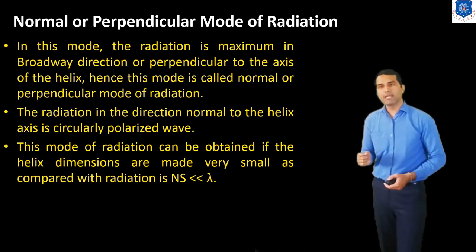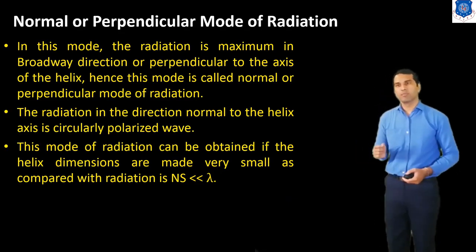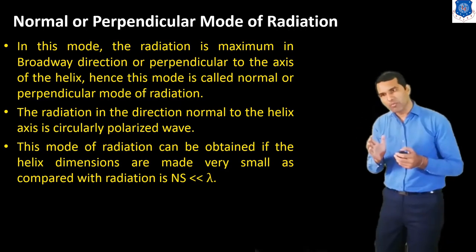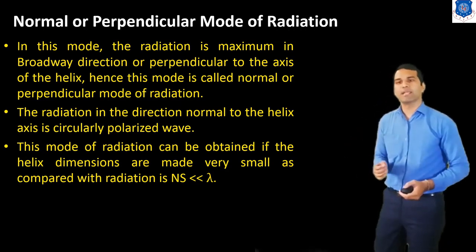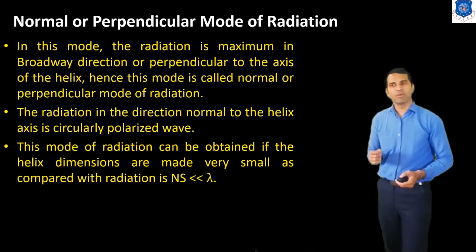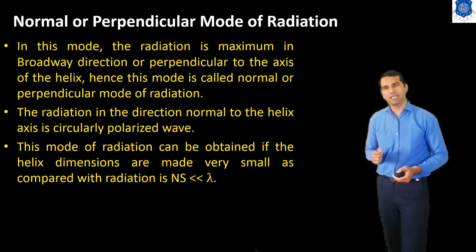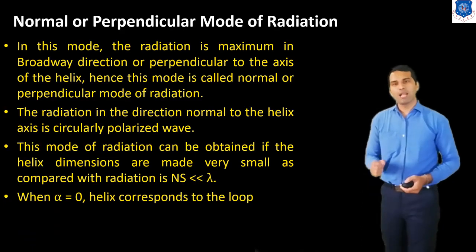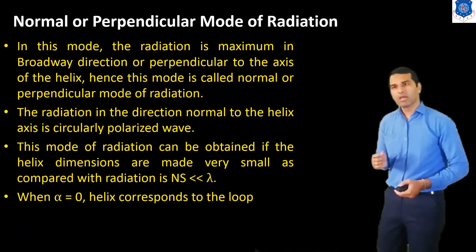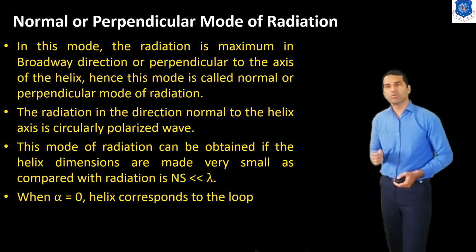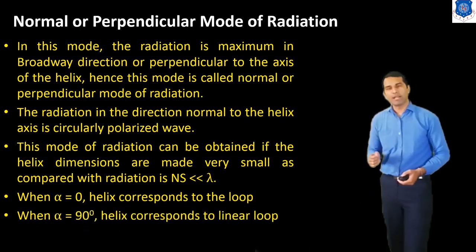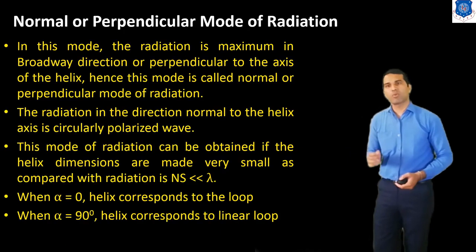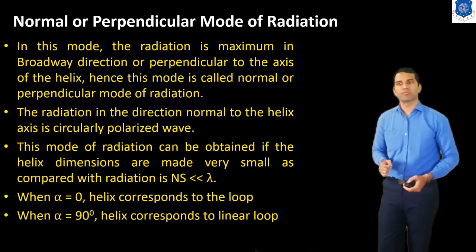This mode of radiation can be obtained if the helix dimensions are made very small as compared with the wavelength. That means we can say N·S is very much less than lambda. When alpha is equal to 0, the helix corresponds to a loop. When alpha is equal to 90 degrees, the helix corresponds to a linear dipole.